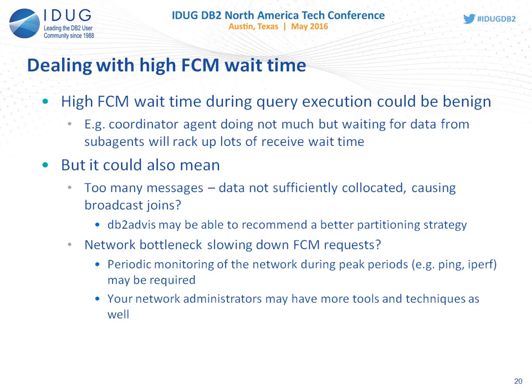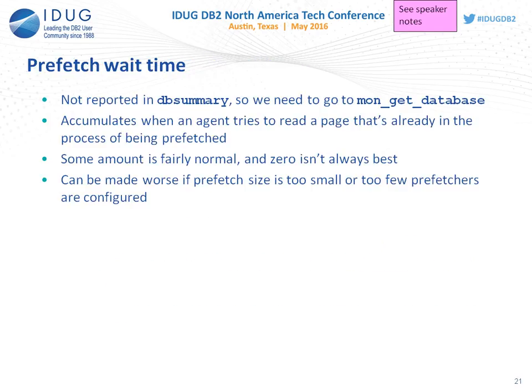Let's talk about prefetch wait time. This is another one where you could have monster size numbers, like 9-digit numbers of prefetch wait time. What's up with that? How bad a situation is this really? First of all, it's not reported in DB summary, so it could be one of those missing from the 100% things. I wouldn't call it the absolute most important one on our list, but it's good to know what's going on. It accumulates when an agent goes to read a page that already has a prefetch request set for it. So I go to read page 1, page 1's already being prefetched. Okay, now my prefetch wait time counter starts running.